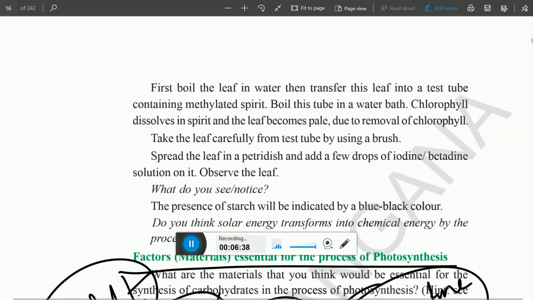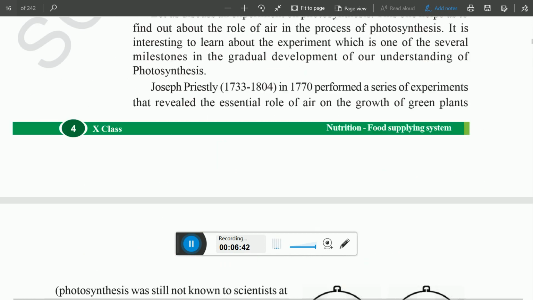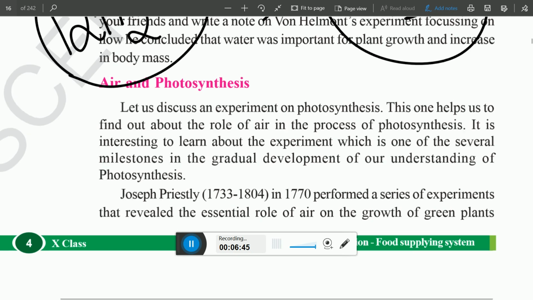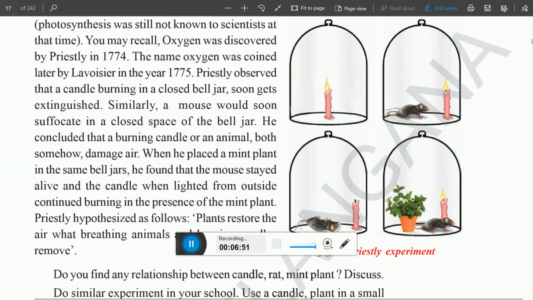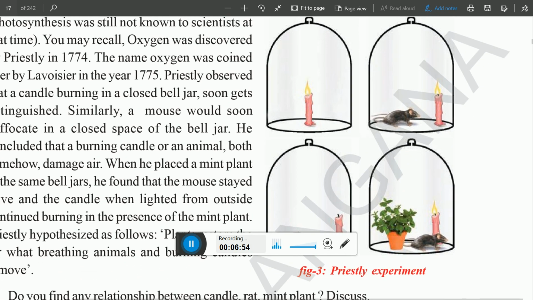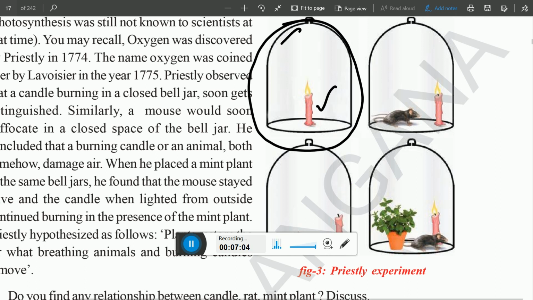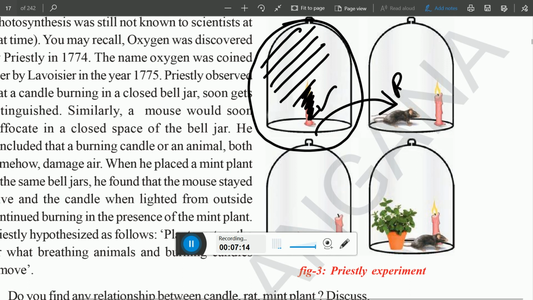As this is a basic class, we are discussing here the minute revision topics, and you know about Joseph Priestley, who conducted a series of experiments where we use a transparent bell jar, and we just put a light, and then we close this bell jar. After that, what will happen? The light will be put off. Then he introduced a rat and a burning candle. Then he closed this lid. And what happened here? The candle was put off and the rat died.